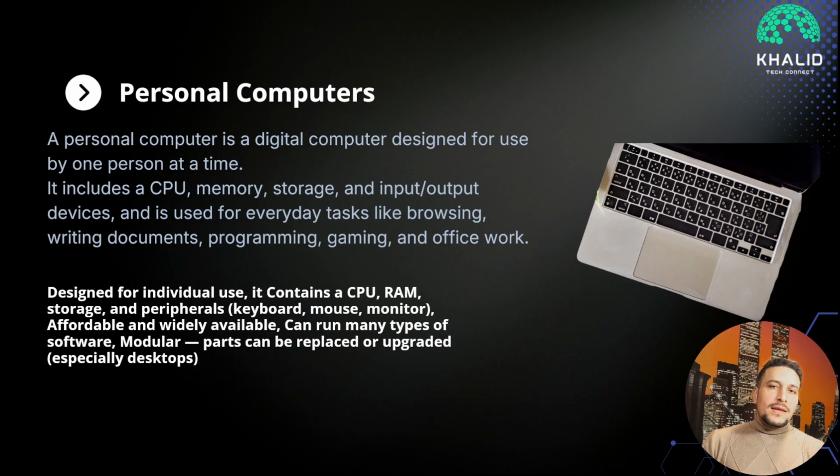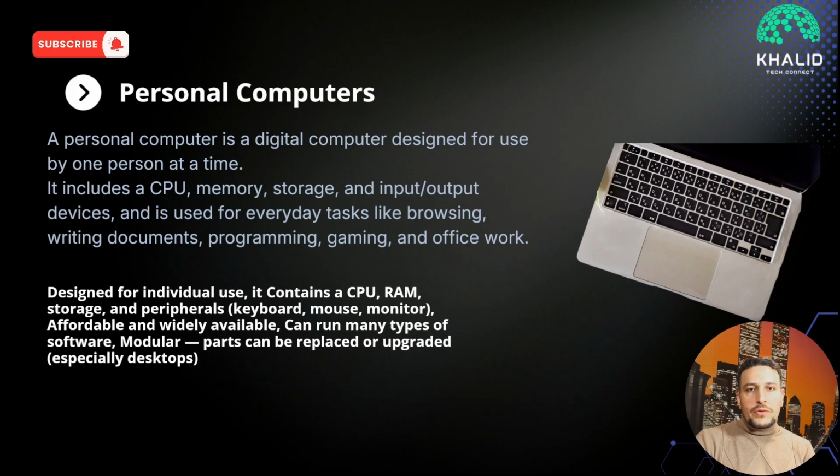So a personal computer has just a CPU, a central processing unit, RAM, and storage by itself. So it has everything in one piece that we can use in our daily life. We can use it in our office, at our home. And they are designed for individual use, so only one person can use those computers.